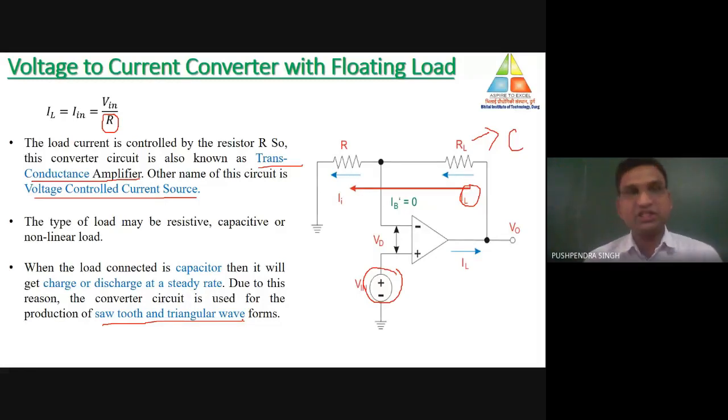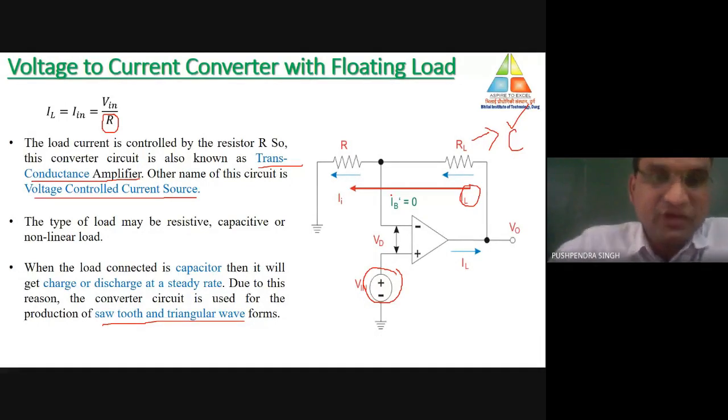So this is the application of this voltage to current converter. With its help, we may generate the sawtooth or triangular wave. But the condition is that the load should be capacitive type. Why? Because for the generation of any waveform, there should be some charging and discharging of the capacitor. So if the load is capacitive type, then this circuit can be used as a waveform generator. This is all about voltage to current converter with floating load.